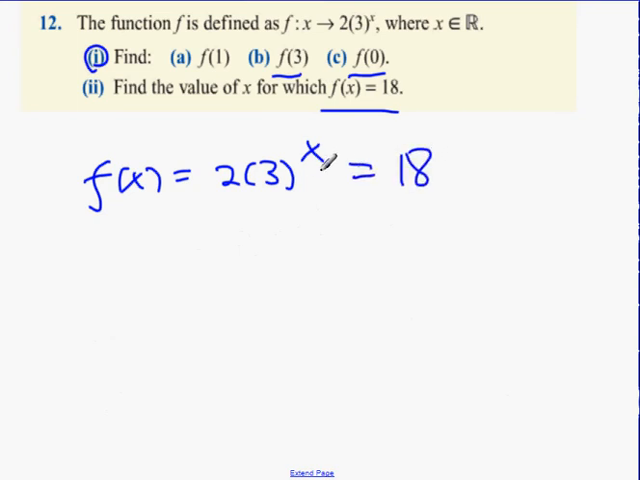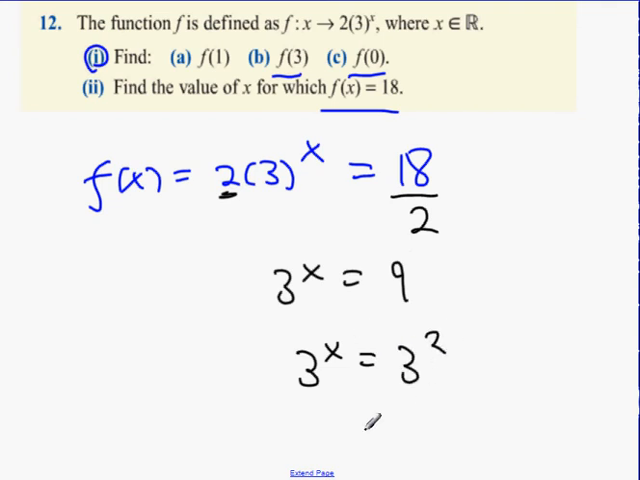What's the first thing I have to get rid of here, guys? The 2. So what do I do with the 2? Divide it. 3 to the power of x equals 9. How many 3's make up 9 when they're multiplied together, that is? 3 to the power of 2. X therefore equals 2. You can see they're actually pretty easy, aren't they?